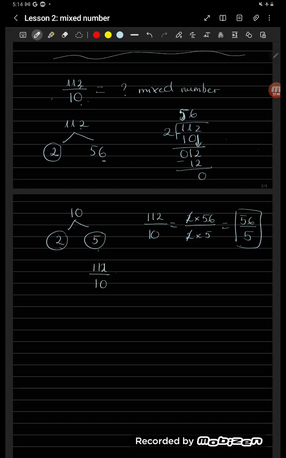Now, 5 is a prime number and 56 is not a prime number, but 56 cannot divide by 5, so we cannot simplify anymore. So that's the most simplified fraction we have.